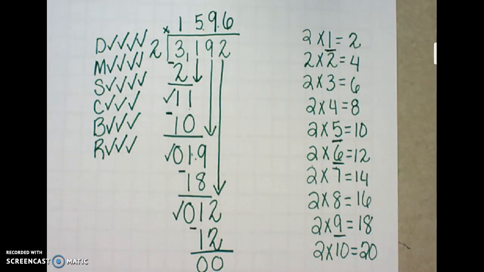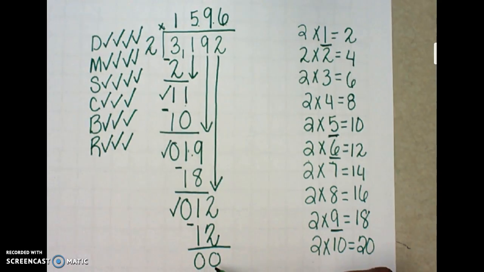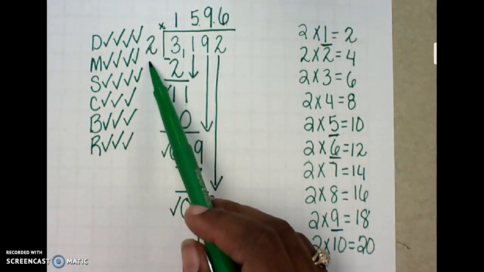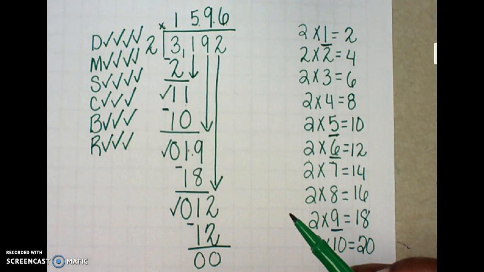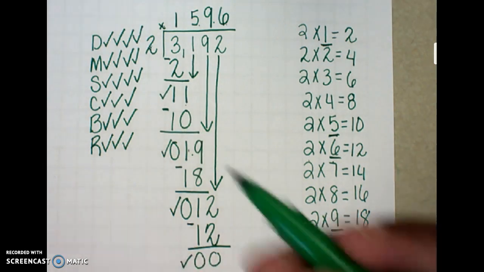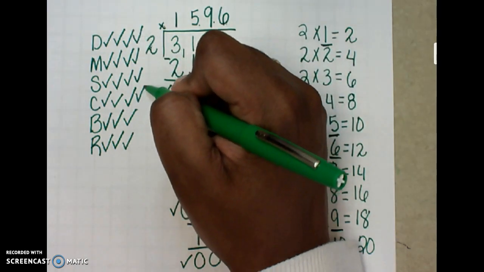Now I am ready to check. Is my remainder of 0 smaller than my divisor of 2? Yes, it is. So since it is, I'm going to put a check next to 0. I'm going to put a check next to C.